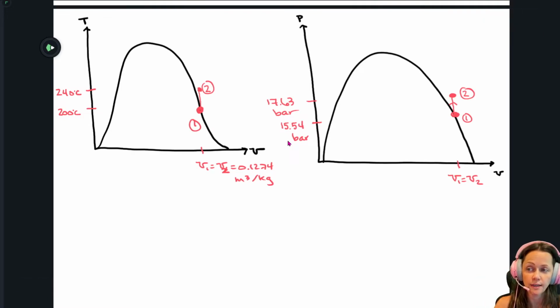Perfect. So I've drawn everything, I've labeled 1 and 2. I've drawn states 1 and 2 in relationship to the vapor dome. I've labeled the temperatures and pressures and specific volumes. And that would be full credit for me. I've also made a note of the units for all of those things. Okay, so let's go to the last problem.